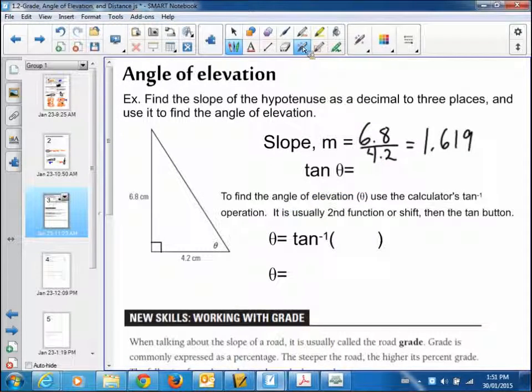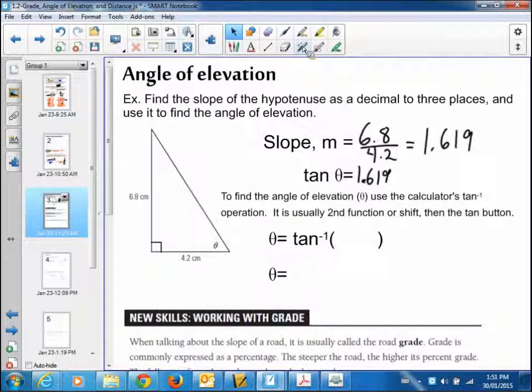Now, the next thing you do is just remind yourself, slope is the same as tangent of theta. That's just what we just learned on the previous page. So I'm going to rewrite this to remind myself, tan of theta is 1.619. That's a reminder because it helps with my next step.